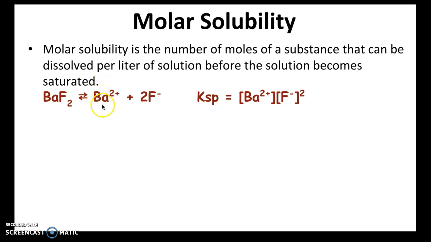If we look at the balanced chemical equation, Ba2+ has a coefficient of 1, so the concentration of Ba2+ is going to be X. Whereas fluoride has a coefficient of 2, so that's going to be 2X.